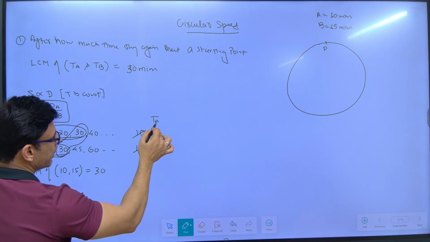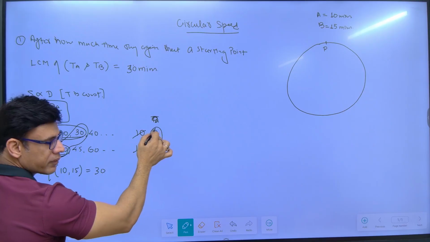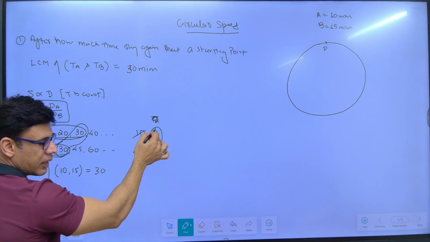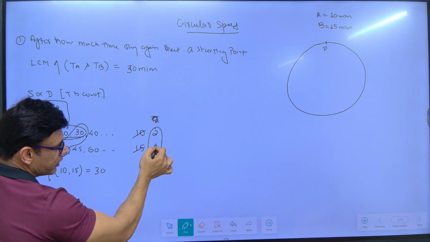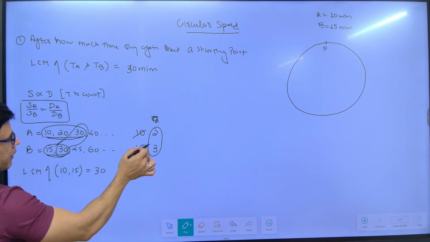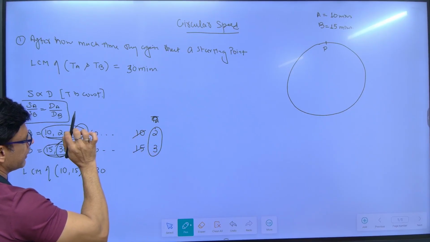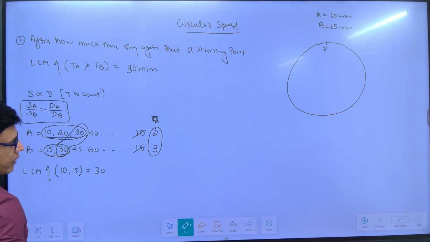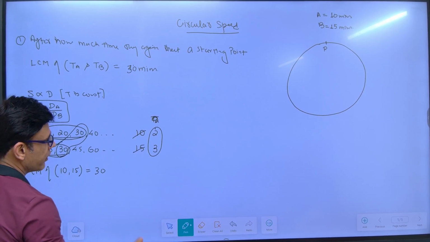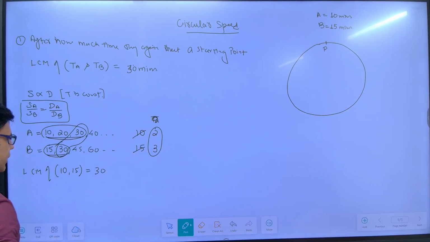Ratio of time taken by A over time taken by B. Ratio, if time is constant, right? Here definitely time is not constant, but if distance is constant, then how can we find the ratio of speed? You can find the ratio of speed from here or not? You tell me yes or no. Can we find the ratio of speed? We can find the ratio of speed.